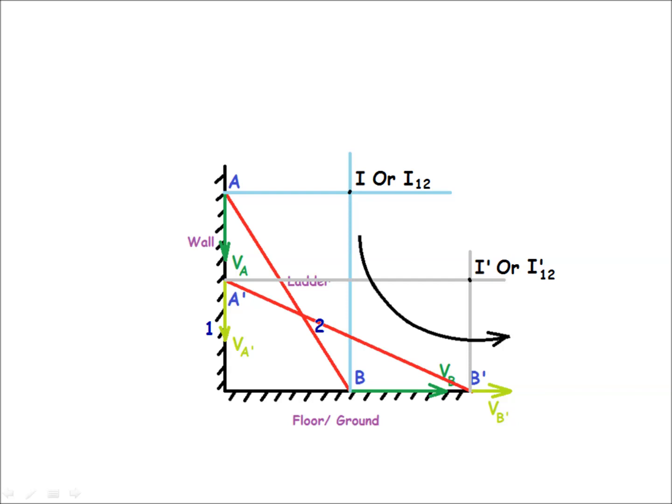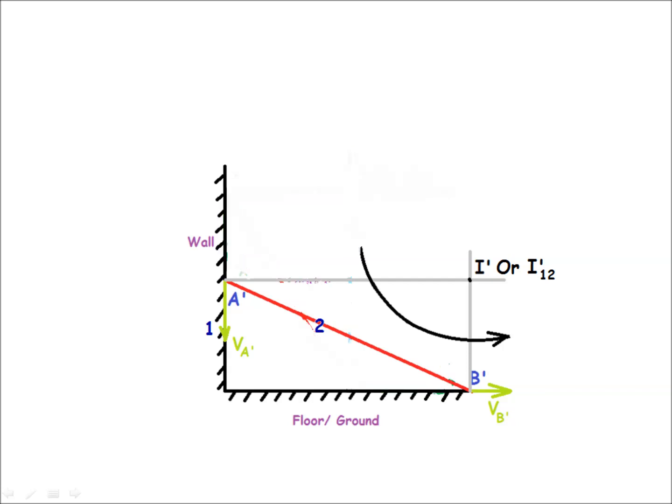By observing I-12, VA dash and VB dash, we will come to know that link 2 or body 2, that is ladder, will rotate in anticlockwise direction at this instant about ICR I-12 or I dash. Body 2 or ladder is moving relative to body 1. Body 2 is having pure rotational motion about center I-12 or I dash.